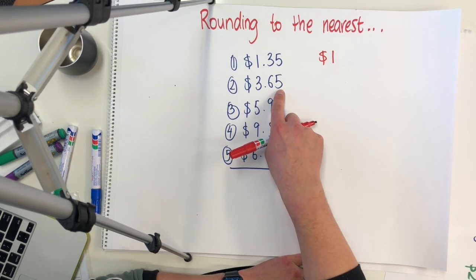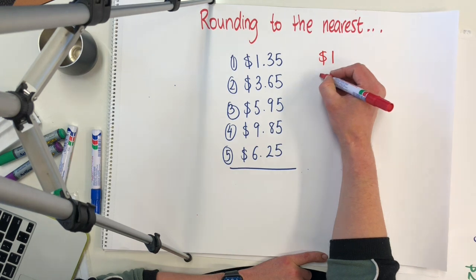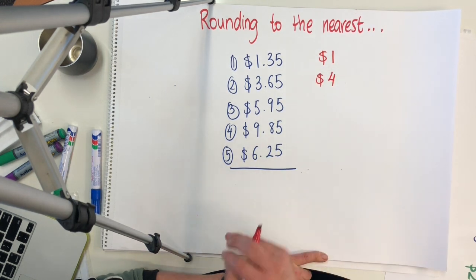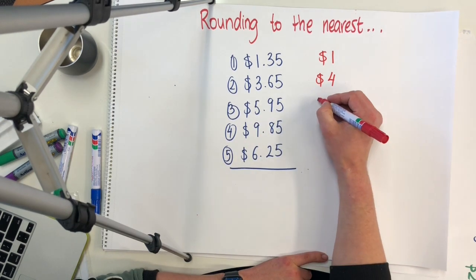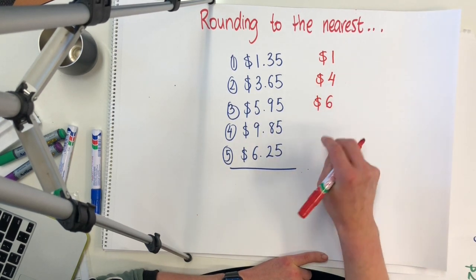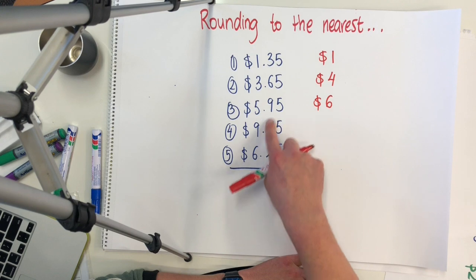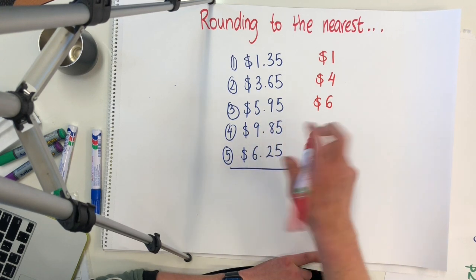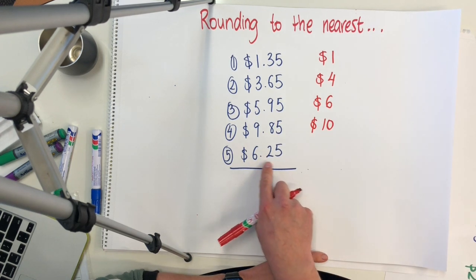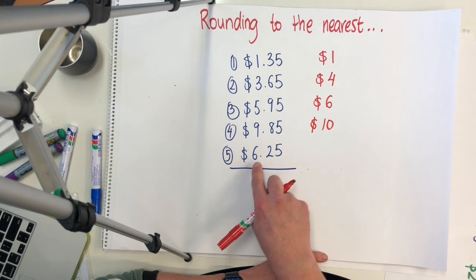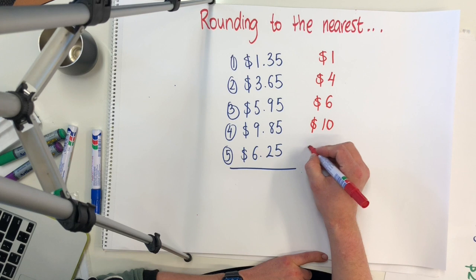65 cents is closer to $4 than it is to $3. So I'm going to round it to 4. 95 cents is closer to $6. $9.85, so 85 cents is closer to the 10 than the $9. And finally, $6.25, the 25 cents is closer to the 6 than it is to the 7.